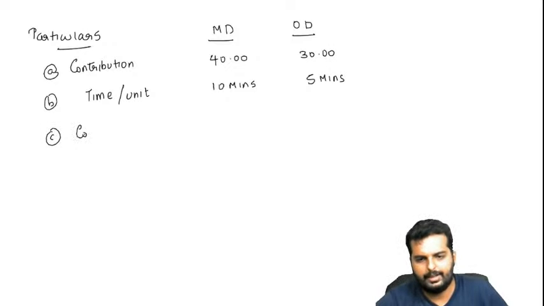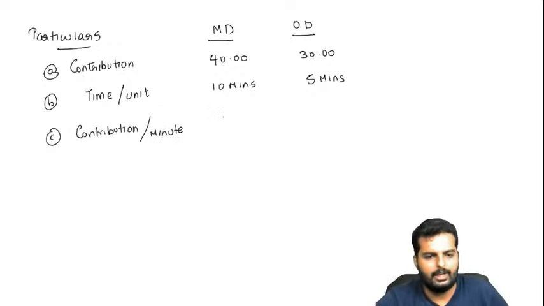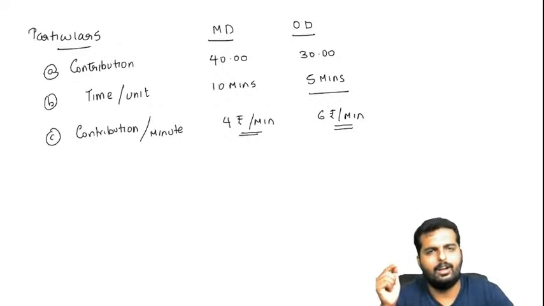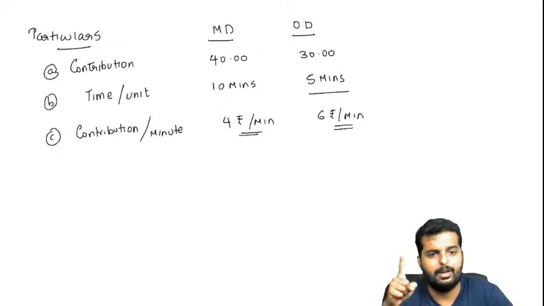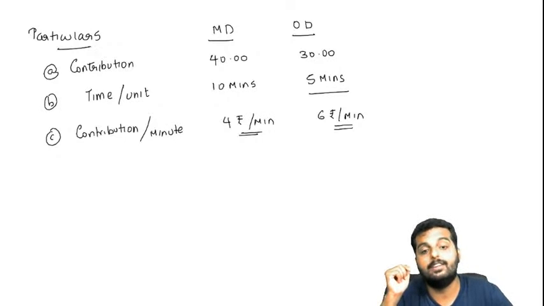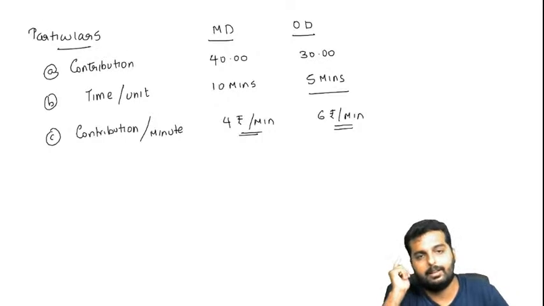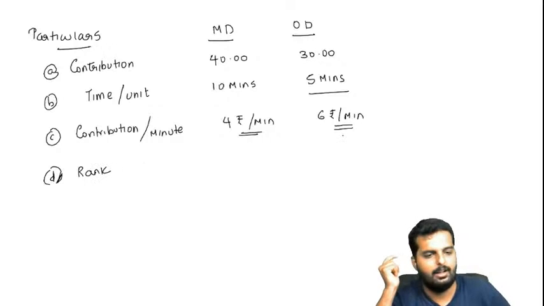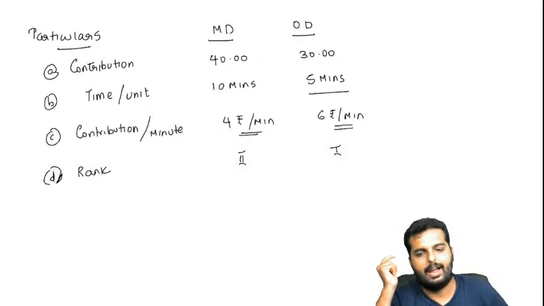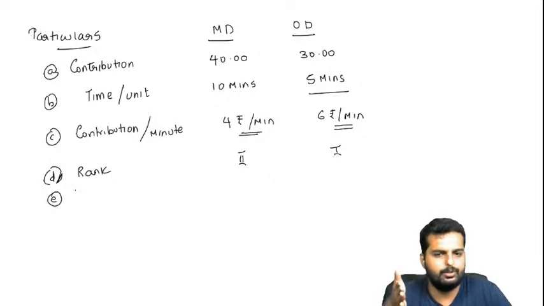Am I right? So from this I can find out contribution per minute. I would get the answer as 4 rupees per minute over here, and here I'll get the answer as 6 rupees per minute. It means for every 1 minute I work on the masala dosa, I get 4 rupees, whereas for every 1 minute that I work on onion dosa, I am making 6 rupees. So tell me friends, what is better? First, what should I make? I should first make onion dosa. So I will give rank 1 over here, rank 2 over here. Okay, so that's the contribution per minute, ranking based on contribution per minute.